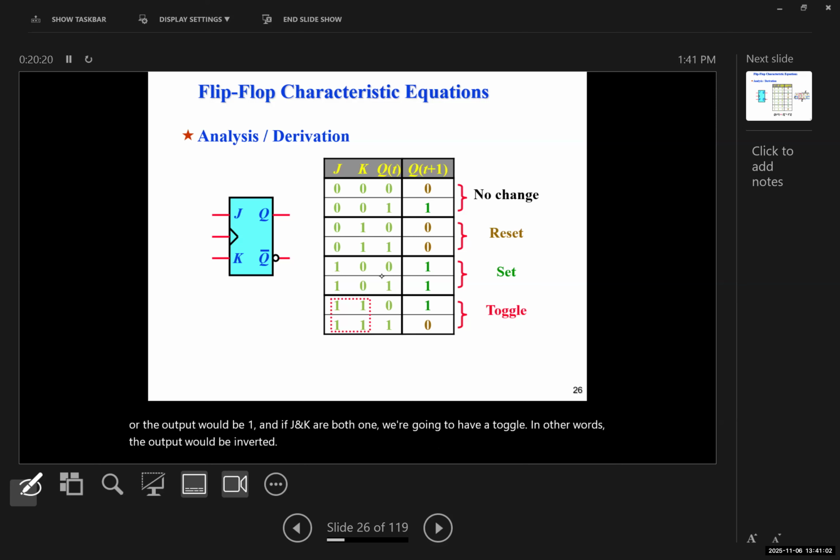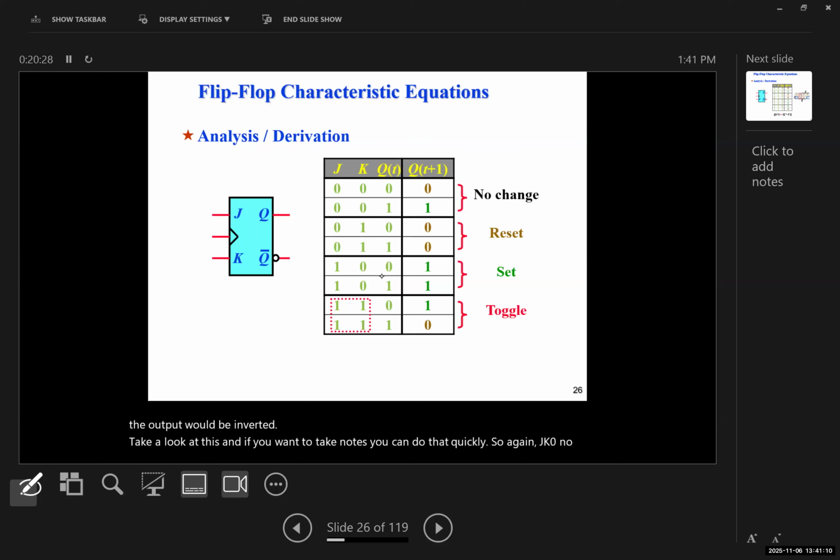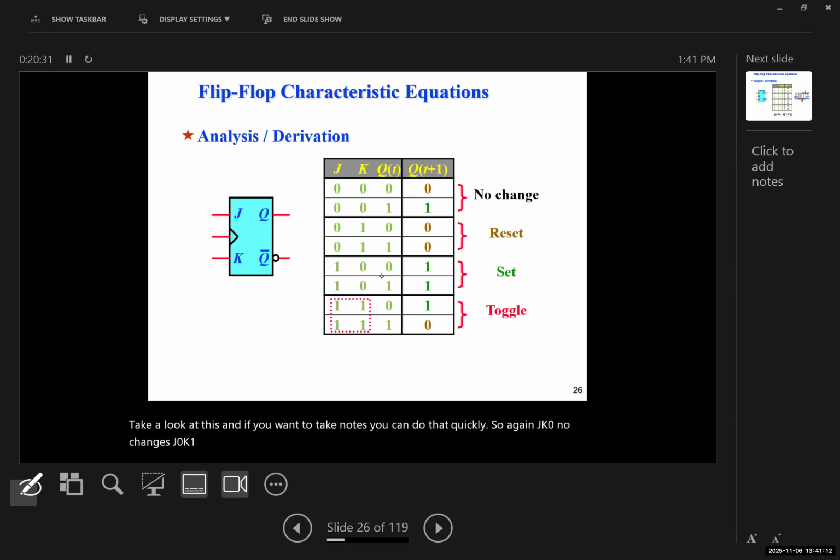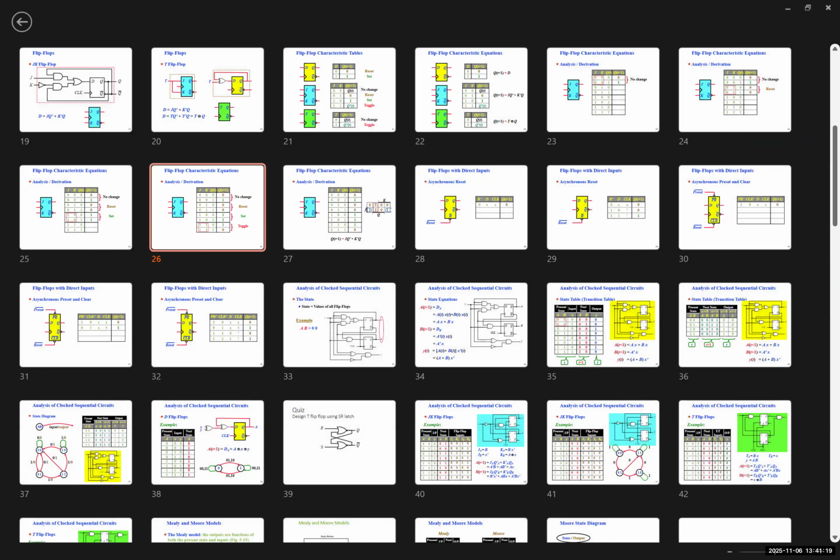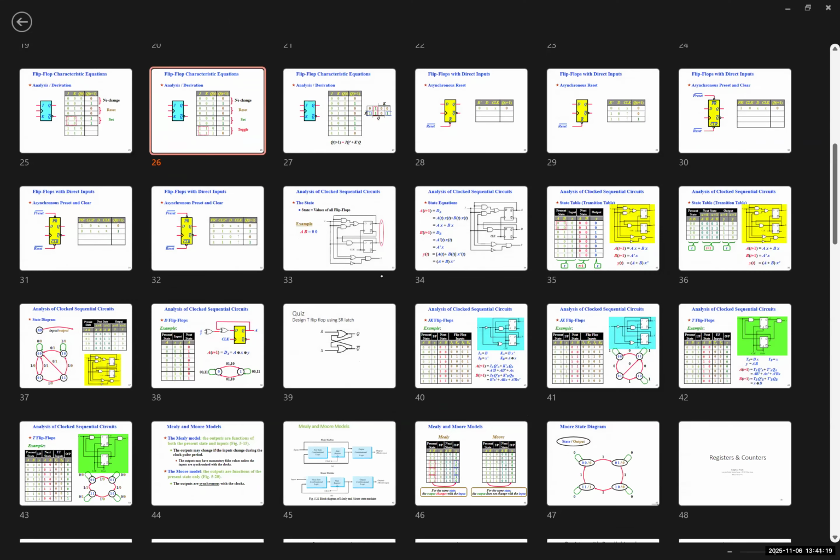In other words, the output would be inverted. Okay, just take a look at this, and if you want to take a note, you can do that quickly. So again, JK 0 0, no change. J0, K1, reset. J1, K0, set, and 1, 1 would be toggle. Now, let's go back to the problem.